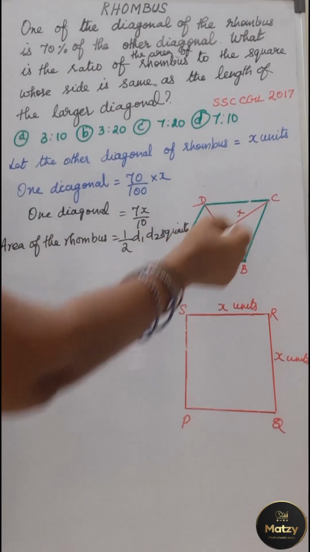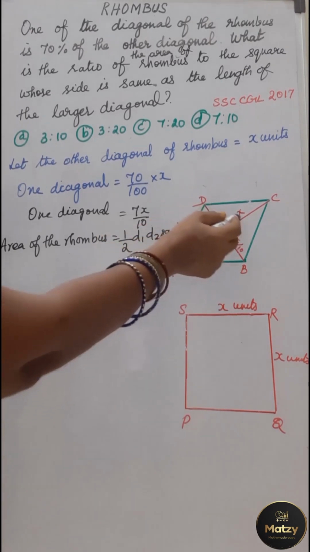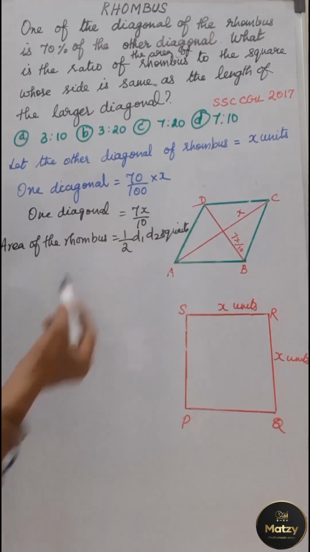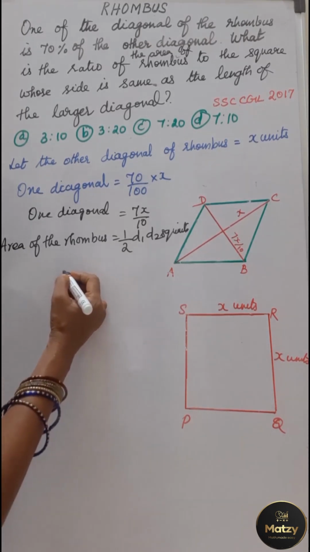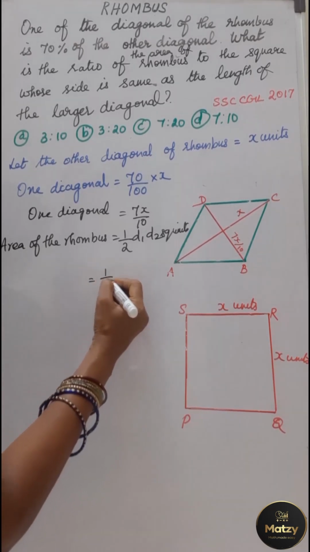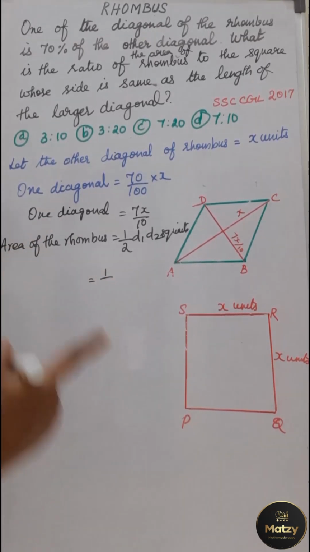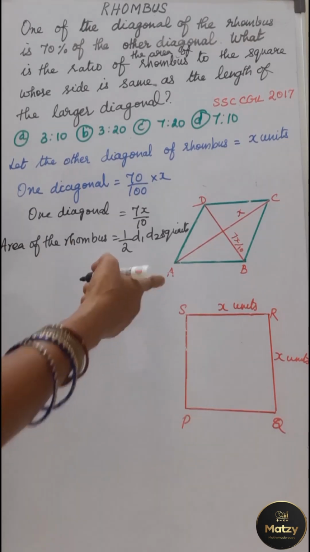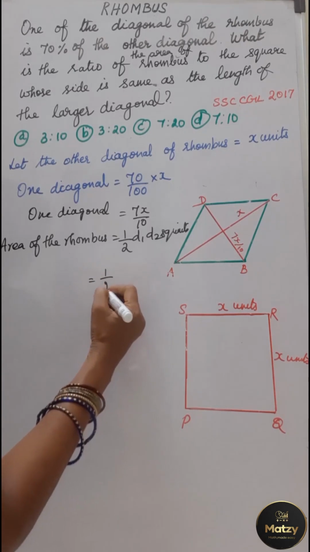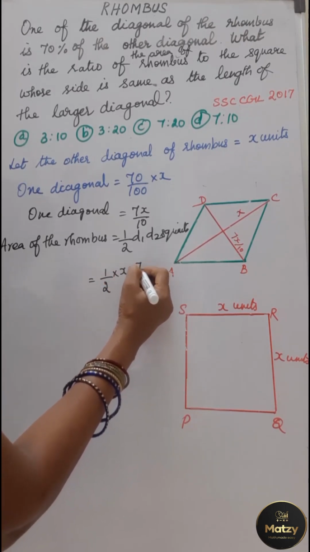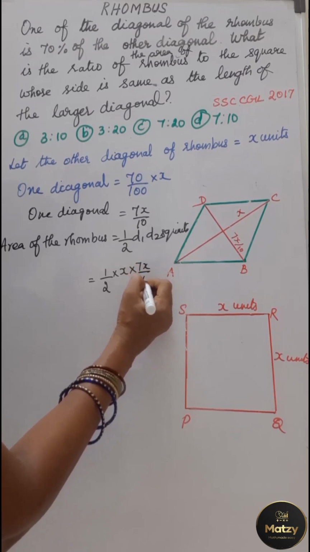So I have taken AC as the longer diagonal, that is x units. The smaller diagonal is 7x by 10. What is the area of the rhombus? Half into d1 into d2. We have to find the ratio of the areas between these two, rhombus and square. So half into, what is d1? x. What is d2? 7x by 10.